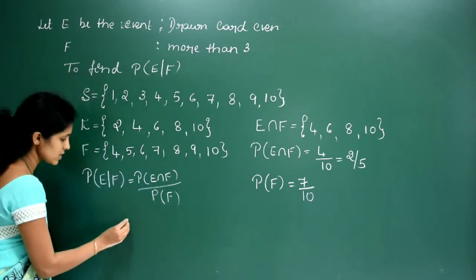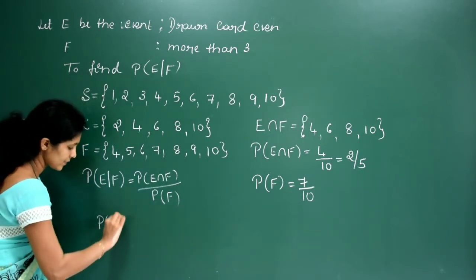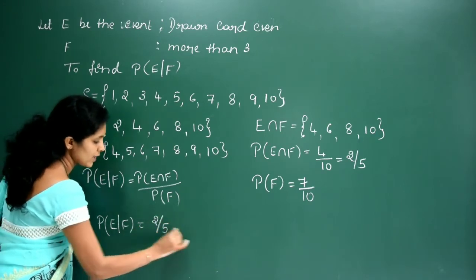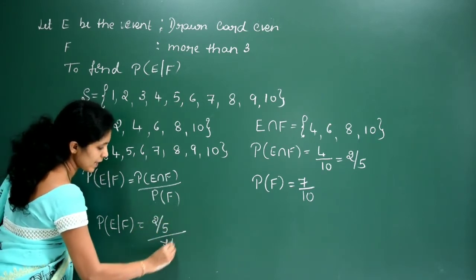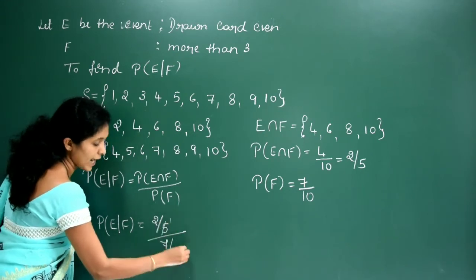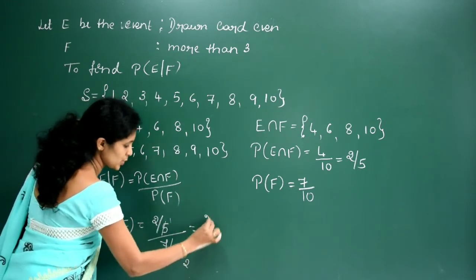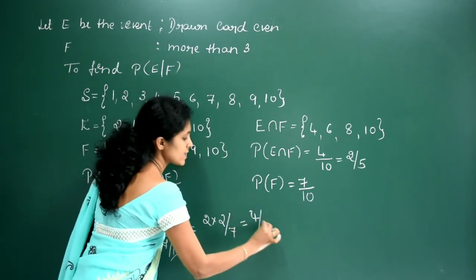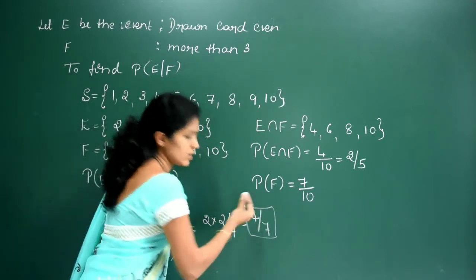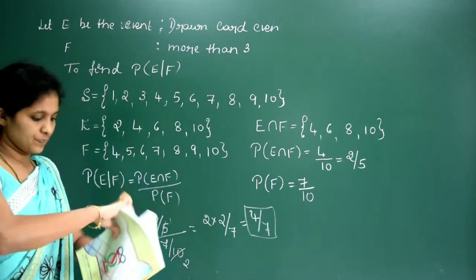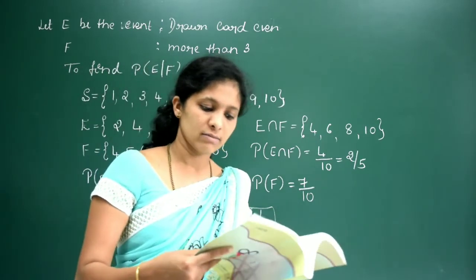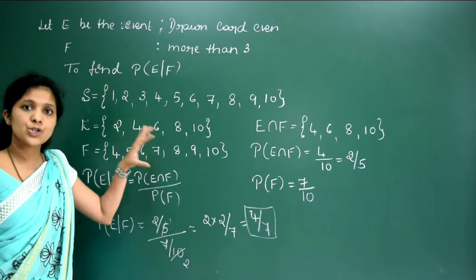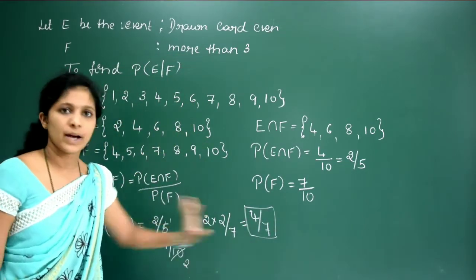Now we will substitute here. So P of E by F is equal to E intersection F, 2 by 5, divided by 7 by 10. So this is 5 and 2, equal to 2 into 2 by 7, which is equal to 4 by 7. So the probability that the number is even, given that the number is greater than 3, is 4 by 7.